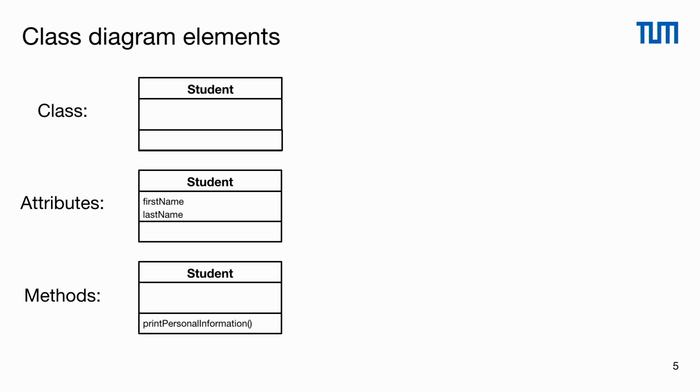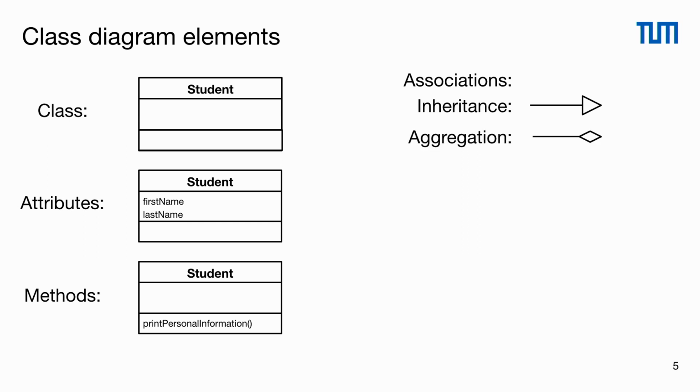There are different types of associations. Inheritance denotes a super to subclass relationship, whereas attributes and methods can be used from the superclass without refining them in the subclass. There is aggregation, which specifies an is-composed-of relationship.